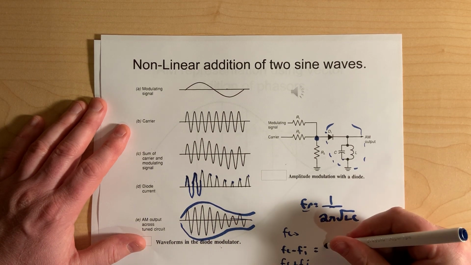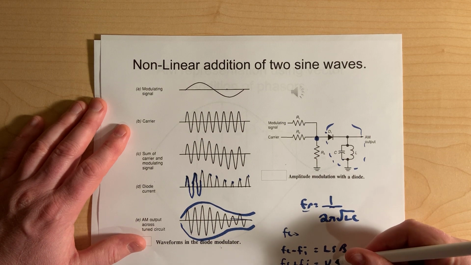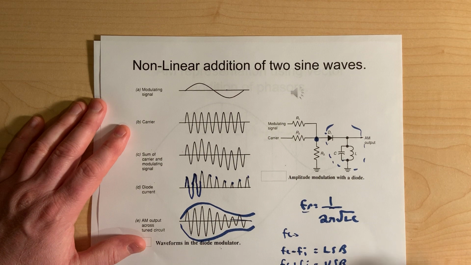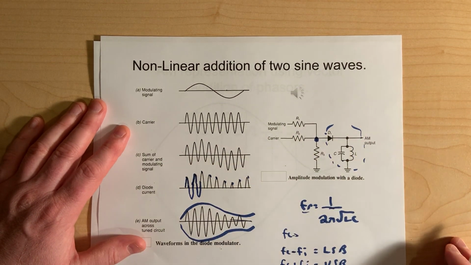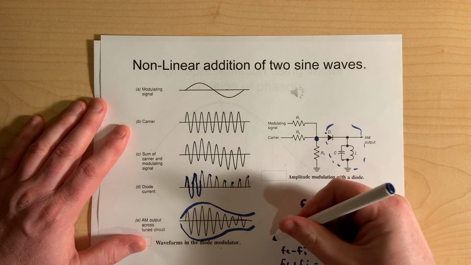This would be equal to your lower sideband. This would be equal to your upper sideband, okay? So that's what's created when we go through this process, okay? So we have this combination. Now, at this point, we have three frequencies.